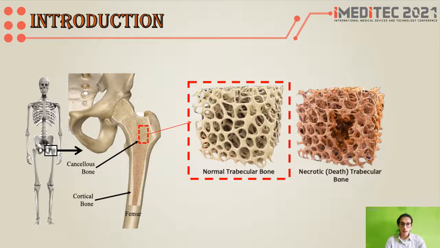In the introduction, this is the femur in human. The outside is called the cortical bone, and the area in the red box is cancellous bone. This is the normal cancellous bone, and this one is necrotic cancellous bone. Cancellous bone has an important role in bone structure. Damage to the bone will potentially damage all bone tissue because nutrients aren't properly distributed.